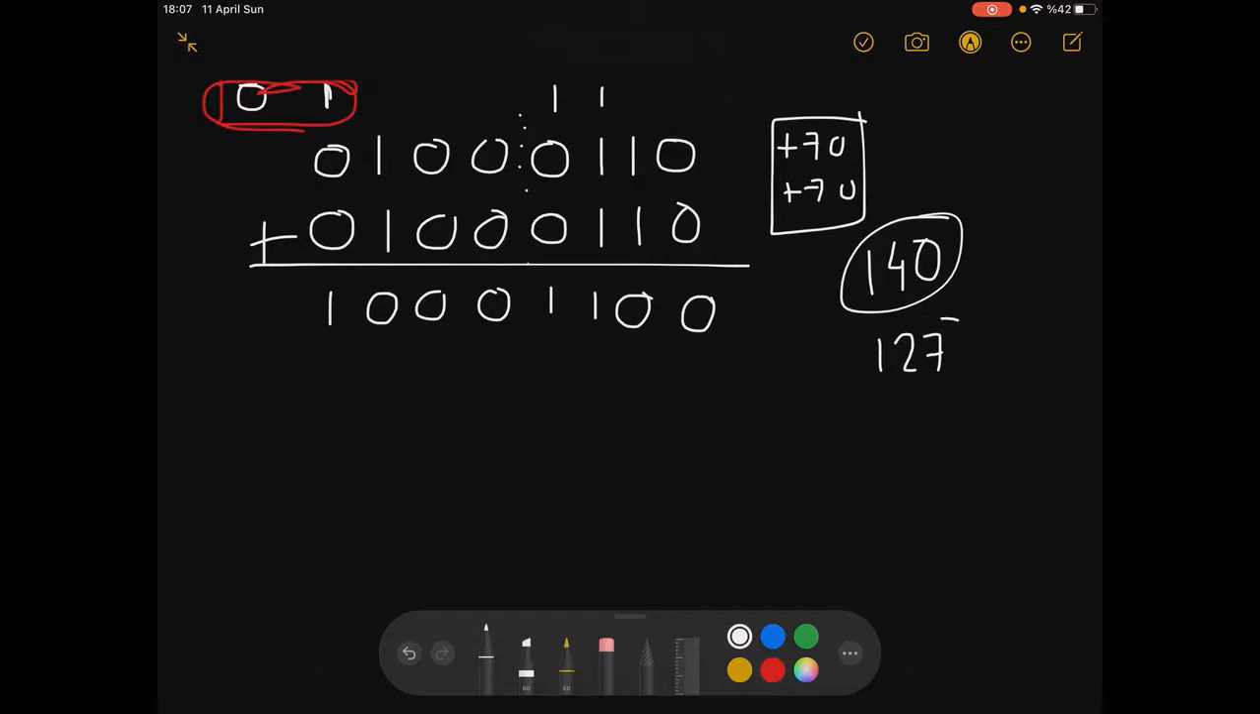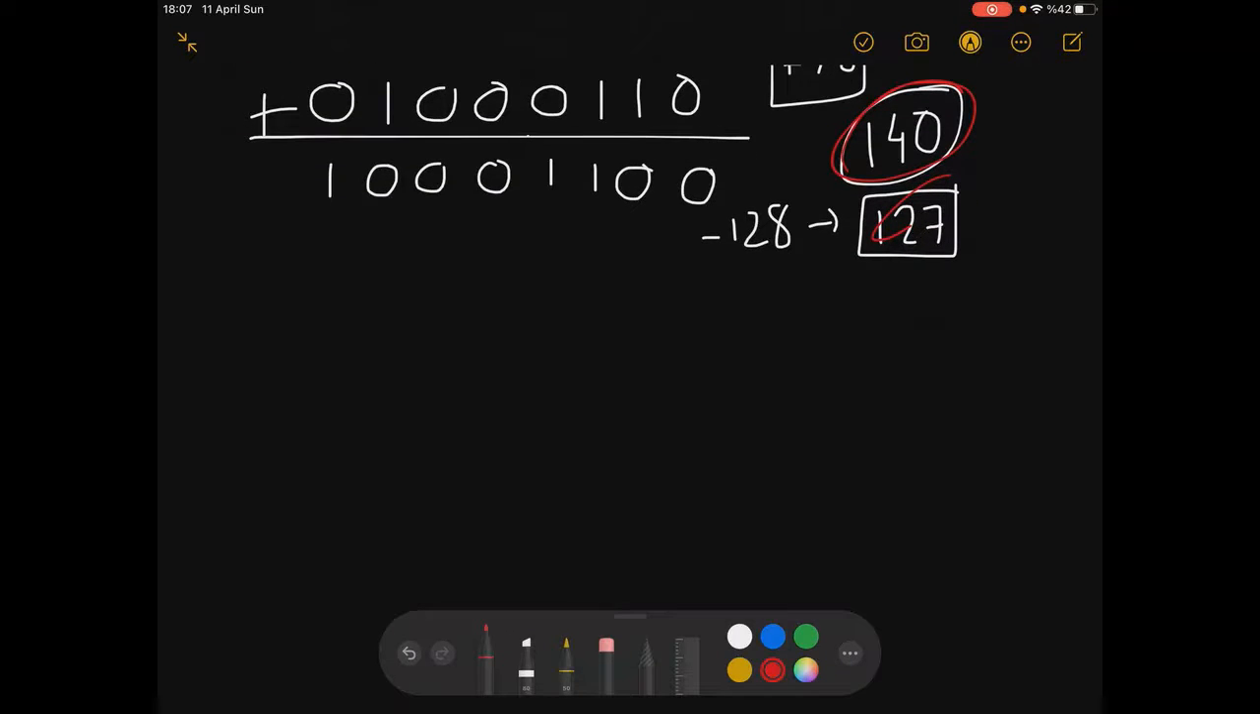The maximum representation capacity with 8 bits in signed two's complement form, like signed arithmetic, is from minus 128 up to 127. So it means that there's an overflow here and this flag is up.